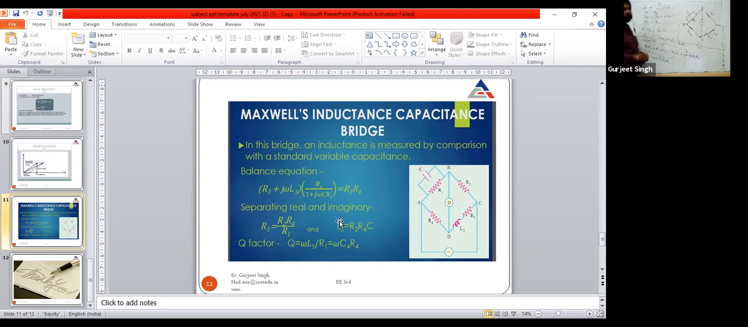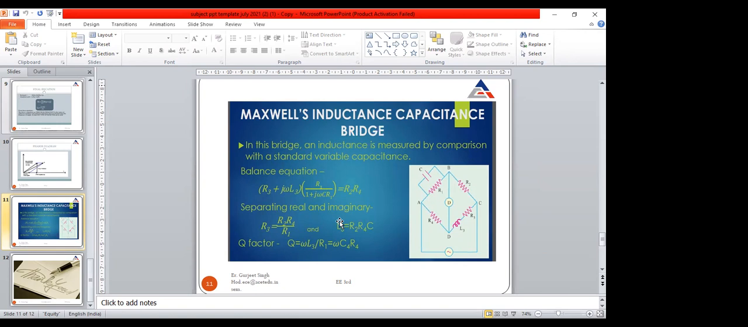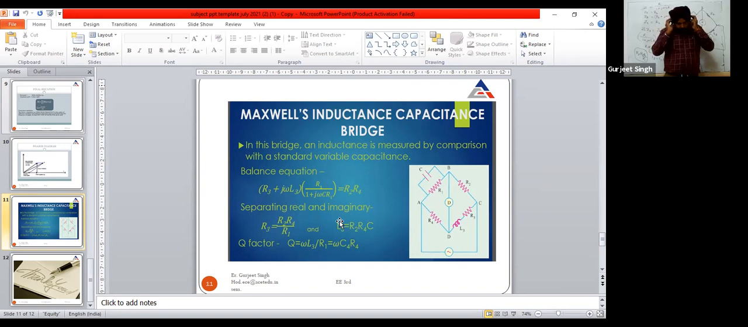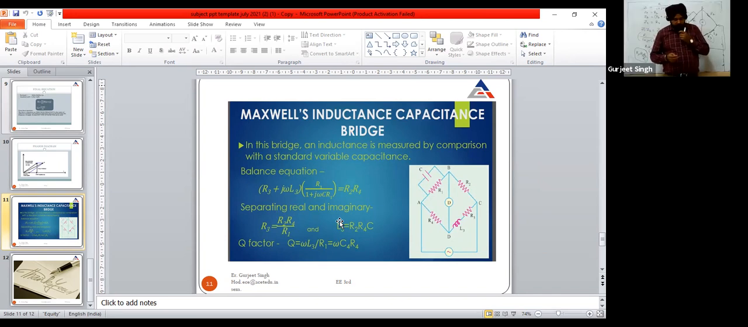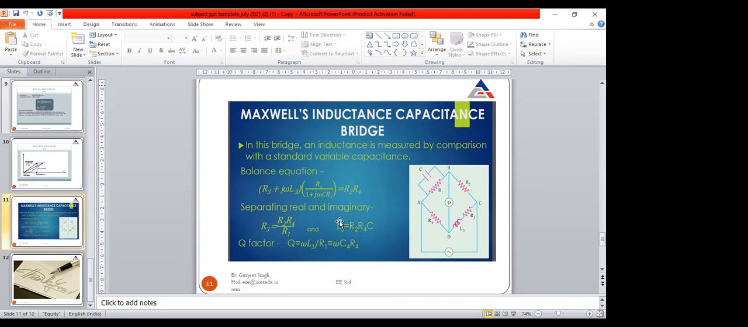So this is about the Maxwell inductance capacitance bridge. Any doubt to any student regarding this Maxwell inductance capacitance bridge? Sir, please explain the Z1 once again, how is it? The Z1 is parallel? Yes sir, both are parallel, how did you do it?